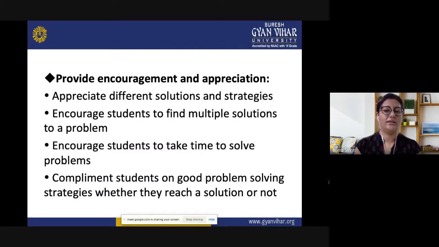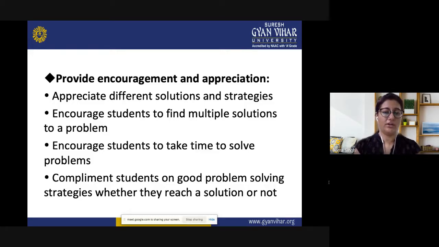Provide encouragement and appreciation. This is required by everyone, so this should be done by the teacher also. He or she should appreciate different solutions and strategies. Never discourage students. Encourage them to find multiple solutions to a problem, so that they don't take shortcuts and try to find only a few solutions. Encourage students to take time to solve any problems. Compliment them for good problem solving strategies, whether they reach a solution or not.